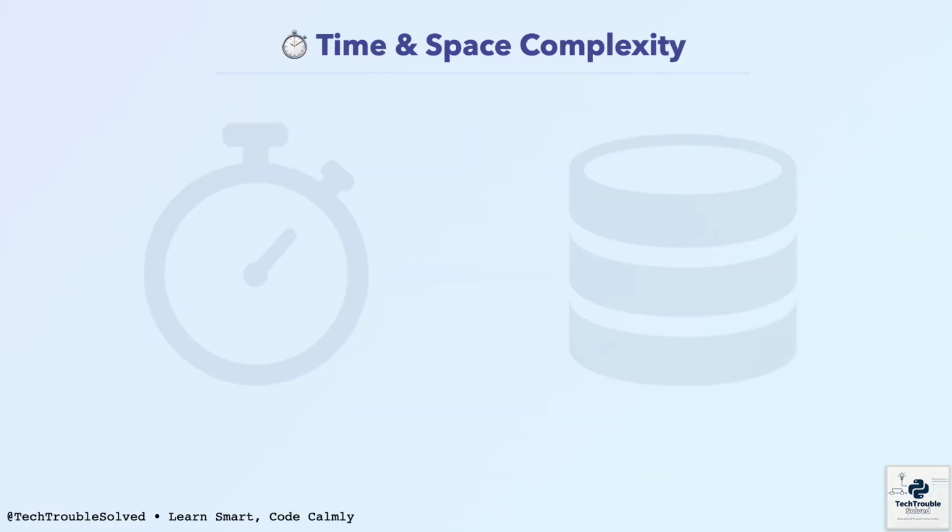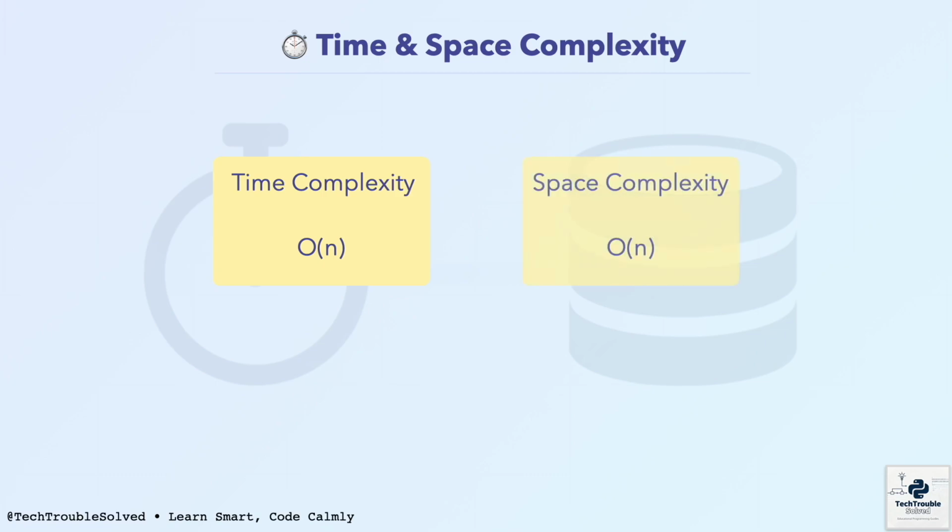Now that we have written the code, let's step back and analyze it. Notice that we process each element only once, so the time complexity is O of n. We do use an extra array to store the result. That's why the space complexity is also O of n.